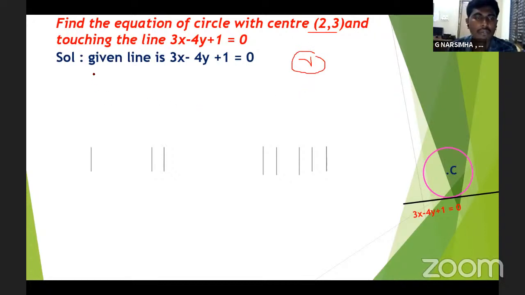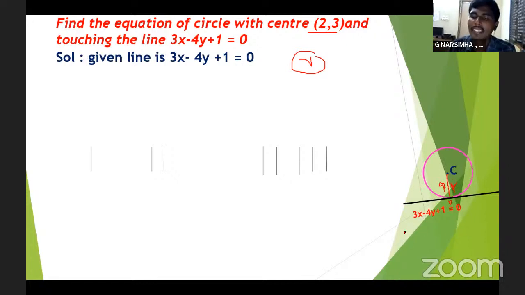Here we are going to find the radius of the circle. In the question, the center of the circle is given as (2, 3), and the line is 3x minus 4y plus 1 equals 0. It is also given that the line touches the circle. The line touching the circle means the distance from the center of the circle to the line. I am taking the point of contact as some P. That is CP. Here the distance is CP, but it is also the radius of the circle. Hence, when the line touches the circle, CP is equal to R.